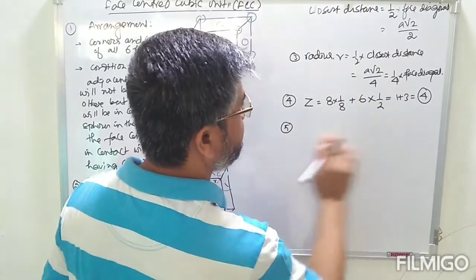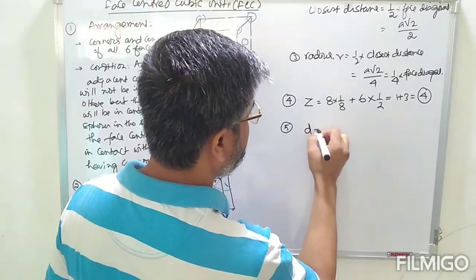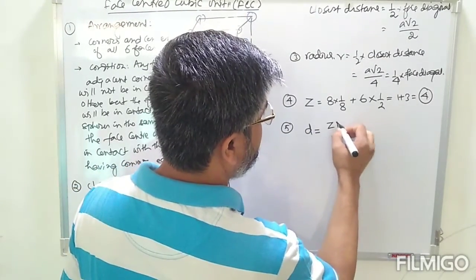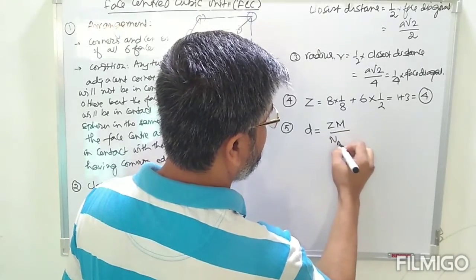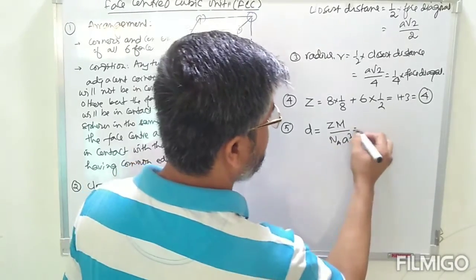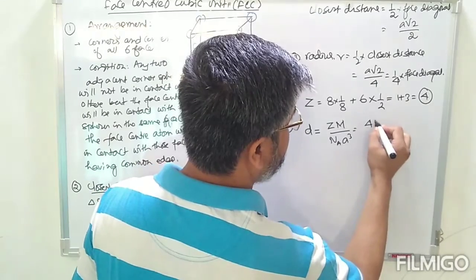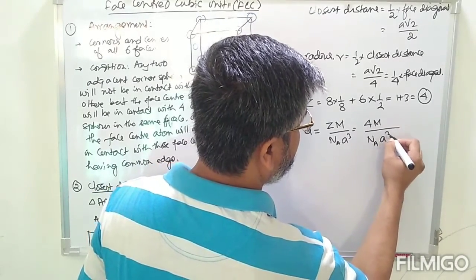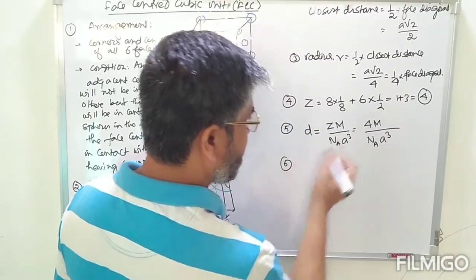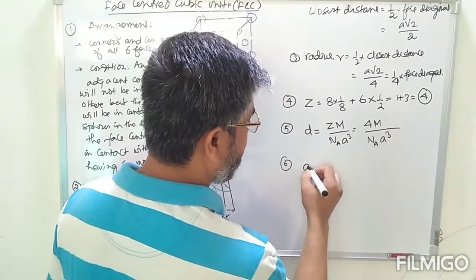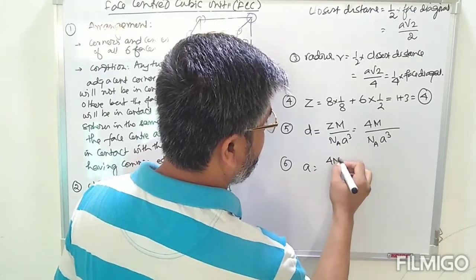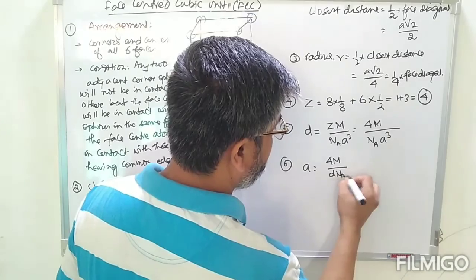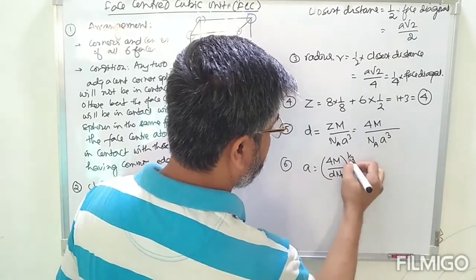Next we look at the density. Density is Z times m divided by Avogadro number times a cube. So Z is 4. So 4 times m divided by N_A a cube. If this is density, then the unit cell dimension a is equal to the cube root of 4m divided by d times Avogadro number.